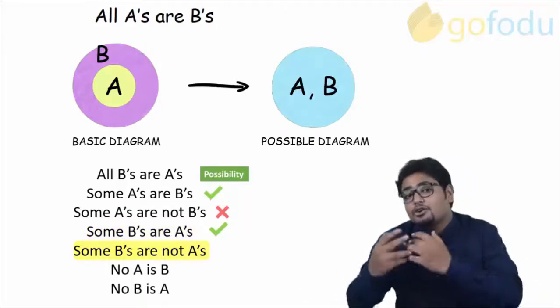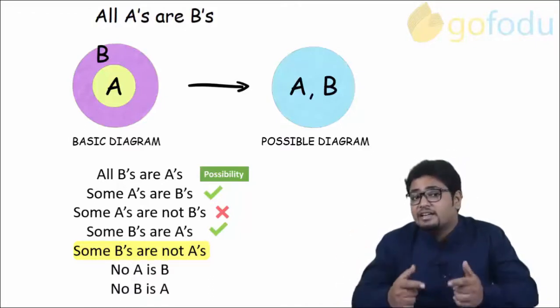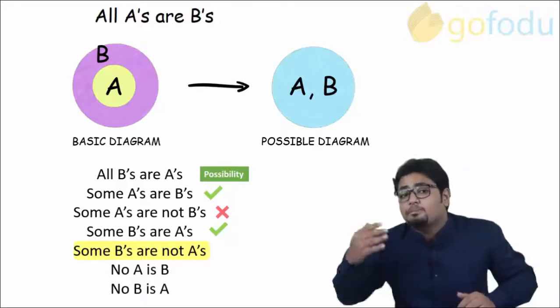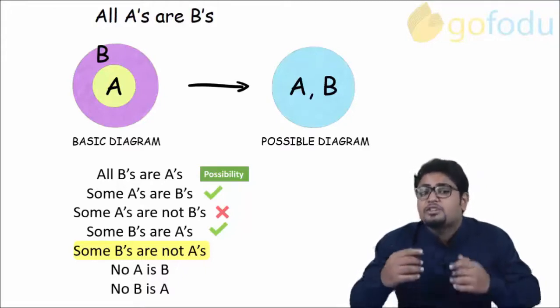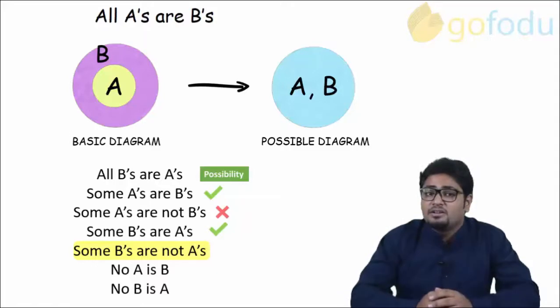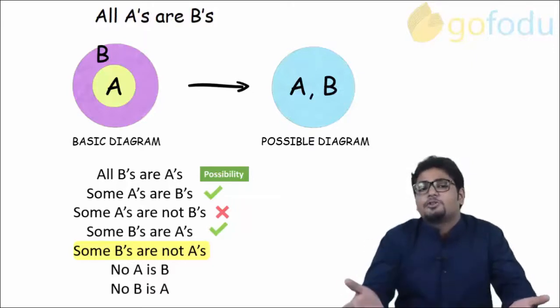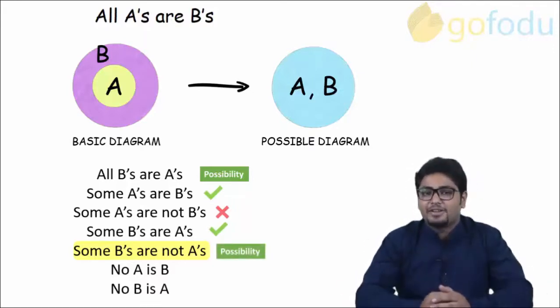Some B's are not A's. According to the basic diagram, it's clear that this is a true statement. But if we look at the possible diagram, we can see that there is not even one B which is not there in A. All B's are A's. So, this statement in this case is false. True for one case and false for another. That means it's a possibility.